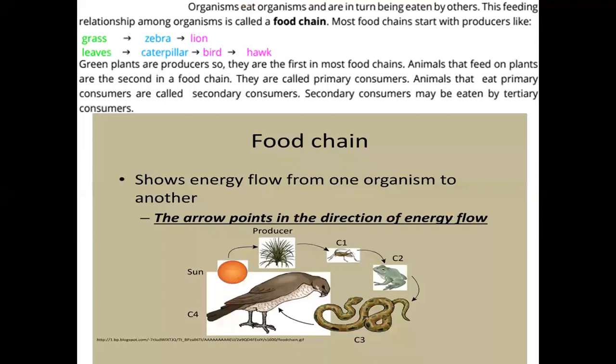So here there are two types of feeding relationships. Number one is food chain. The energy flow from one organism to another is called food chain. Like sun is the source of energy, and producer makes the food from the sun. Then consumer number one, grasshopper, eats the plant. Frog, consumer number two, or secondary consumer, eats this grasshopper. And tertiary consumer eats this frog. The next one, the final consumer, is called quaternary consumer, but this is not important here, it is just the final consumer that eats the tertiary consumer.